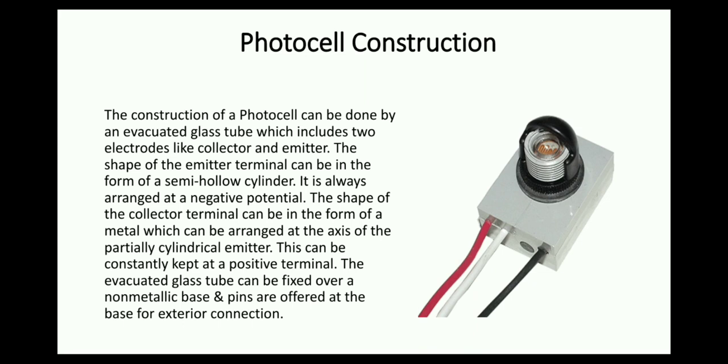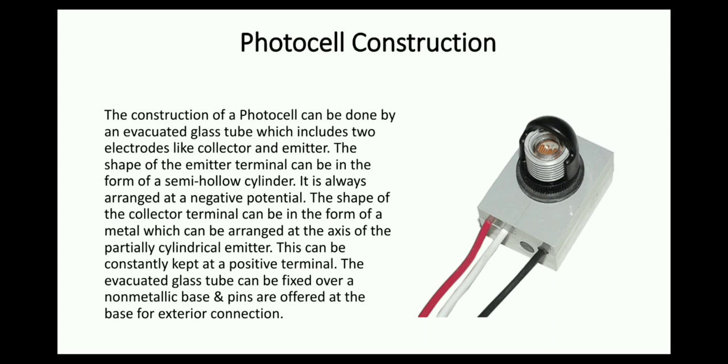A photocell construction. Basically, the construction of a photocell can be done by an evacuated glass tube which includes two electrodes, collector and emitter. The shape of the emitter terminal can be in the form of a semi-hollow cylinder. It is always arranged at a negative potential. The shape of the collector terminal can be in the form of a metal which can be arranged at the axis of a partially cylindrical emitter. This can be constantly kept at a positive terminal.